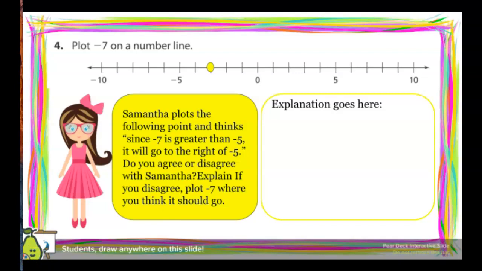So again, I'm gonna read to you. Samantha plots the following points and thinks, since -7 is greater than -5, it will go to the right of -5. Do you agree? Explain your agreement with her. Then plot -7 where you think it should go. Who'd like to explain first before I show the answer? Leanna would like to start?